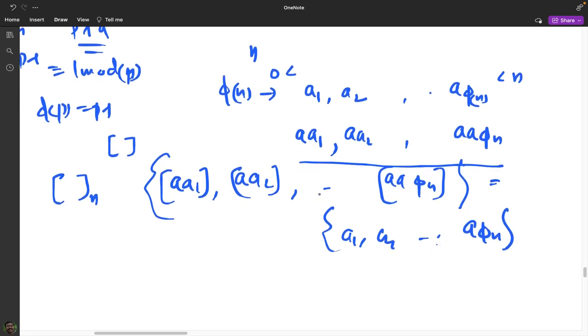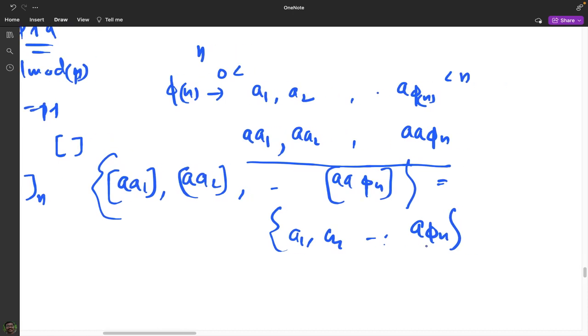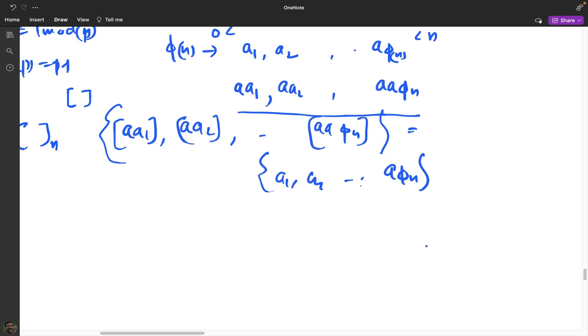That's it. Okay, so actually both the sets would be the same. That is what I'm going to claim here. Okay, let us see. First of all, I am going to show that there are actually phi n of these numbers here. That is, there are phi n distinct numbers.